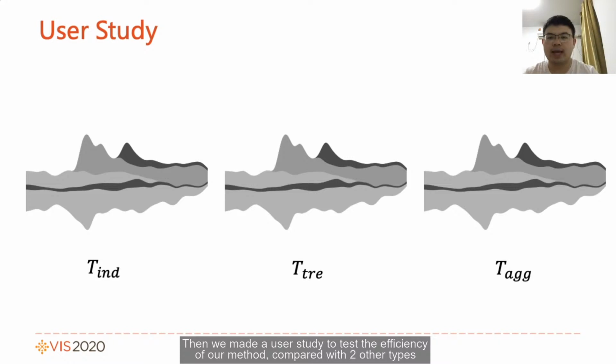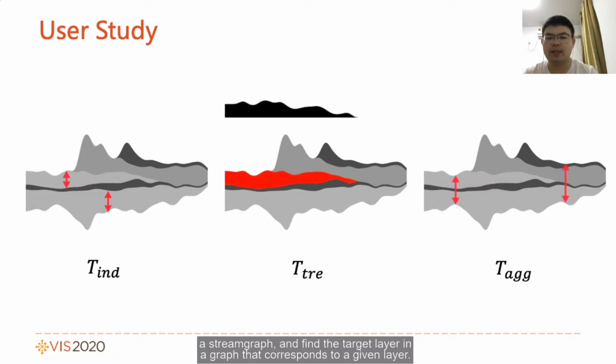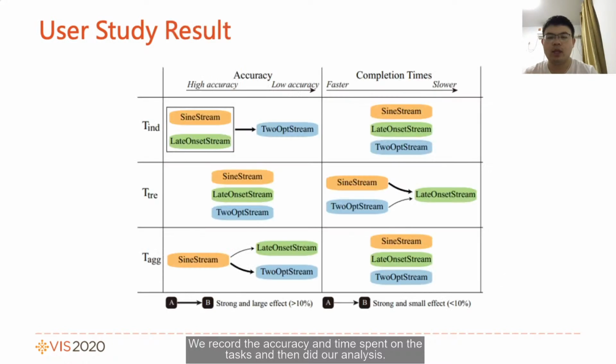Then we made a user study to test the efficiency of our method compared with 2 other types of string graphs. The users need to complete 3 tasks. They were required to read the thickness of layers, estimate the whole thickness of a string graph, and find the target layer in a graph that corresponds to a given layer. We record the accuracy and the time spent on the tasks and then did our analysis. The result shows that our method performed better than the others for both user accuracy and completion time.